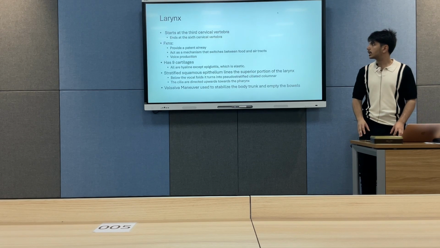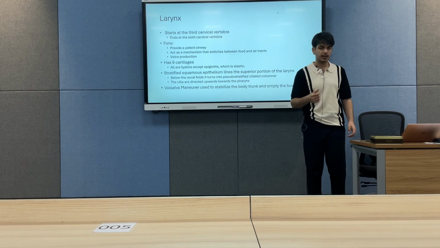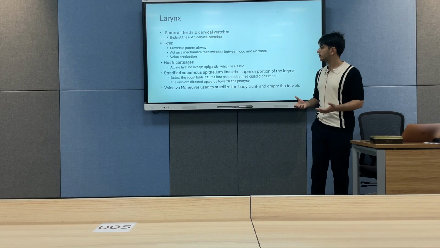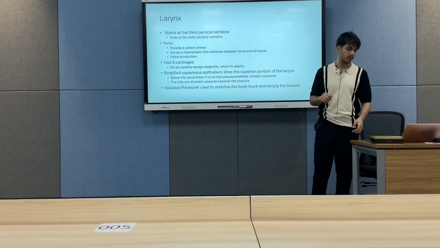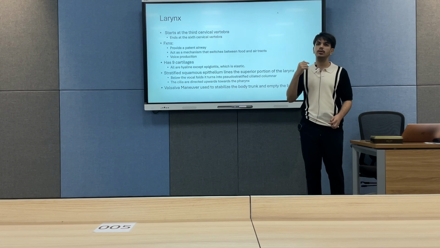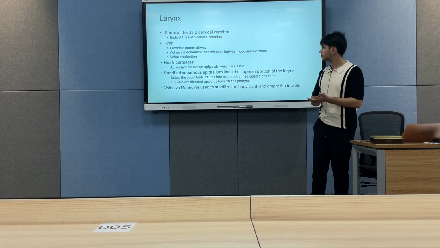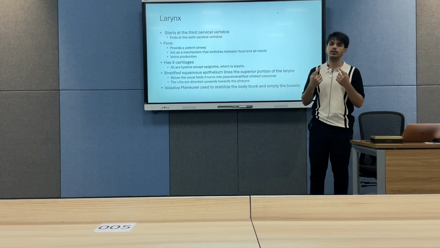Move on to the larynx. So the larynx starts at the third cervical vertebra and ends at the sixth. Its function is to provide a patent airway, okay, and act as a mechanism to route between food and air tracts. That's the epiglottis' function. It also houses your vocal cords for voice production. It has 9 cartilages, all of which are hyaline except the epiglottis, which is elastic. Okay? So stratified squamous epithelium lines the superior portion of the larynx until you reach the vocal cords or the vocal folds, where it turns back into pseudo-stratified ciliated columnar. Okay? This time the cilia, instead of pointing downwards towards the throat, are pointing upwards towards the throat.